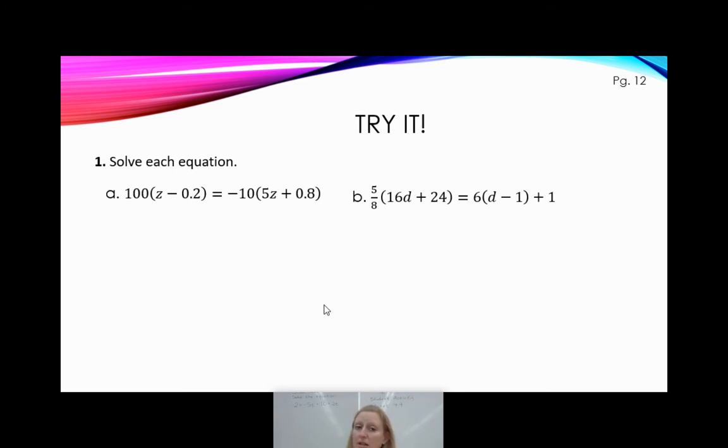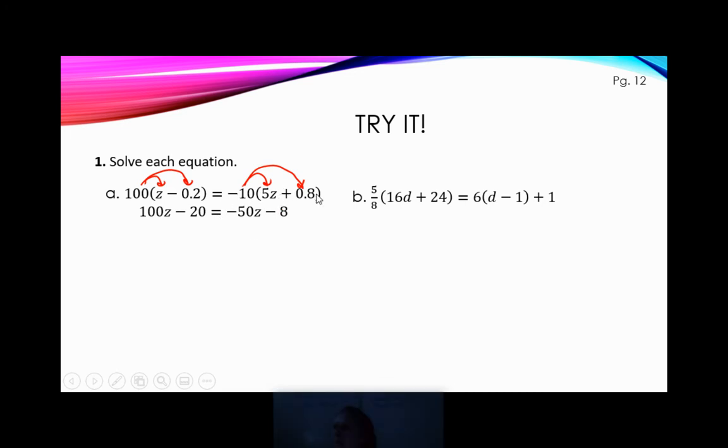So for me personally, the first thing I did on part A is I just distributed like crazy. I not only distributed there, I distributed over here. I was like, let's just get rid of all the parentheses, people. So 100 times z is 100z. 100 times negative 0.2 is a negative 20. Negative 10 times 5z is a negative 50z. And negative 10 times 0.8 is a negative 8.